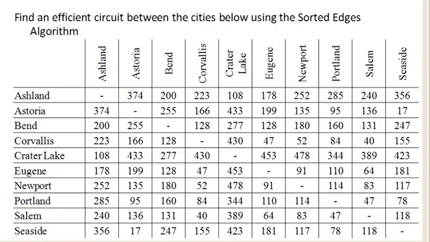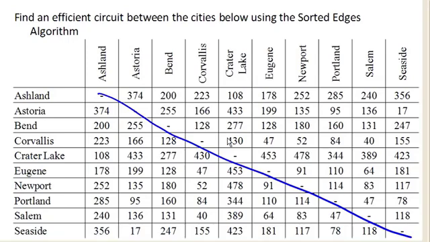So we're going to try to find an efficient circuit here between these cities in Oregon using the sorted edges algorithm. Now, the sorted edges algorithm says that we should list all these edges in order from cheapest to most expensive, and I've already done that on my paper, so I'm going to just call them out here as we go through them. Notice that this is symmetric, so I'm only going to be looking on the upside of this triangle here, because everything down here is a mirror of that.